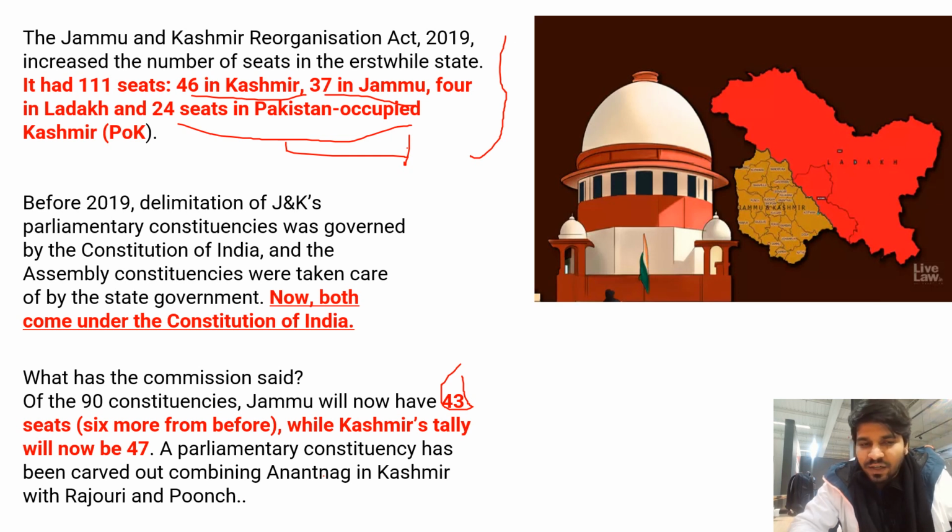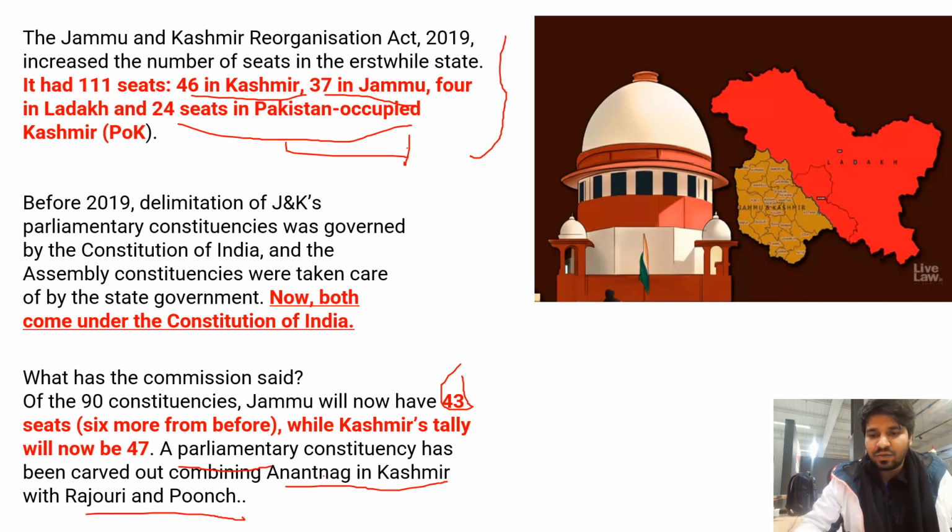And one seat has been raised in case of Kashmir, right? And also they have raised some in POK. Now we must understand a parliamentary constituency has been carved out. Parliamentary constituency means the constituency for the election of Lok Sabha, right? And it has been carved out from both the UTs, Kashmir and Jammu, right? By combining the Anantnag part of Kashmir and the Rajouri and Poonch part of Jammu.